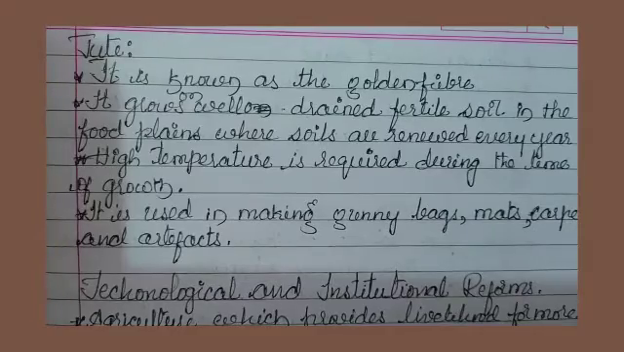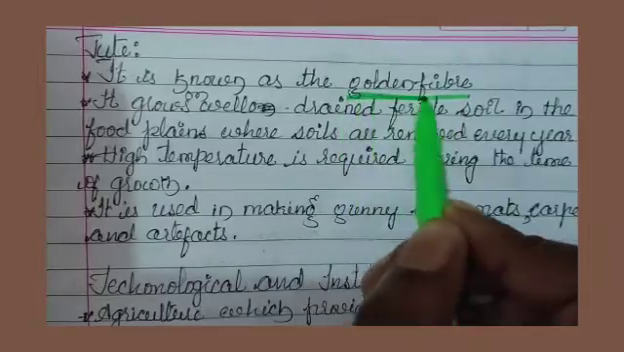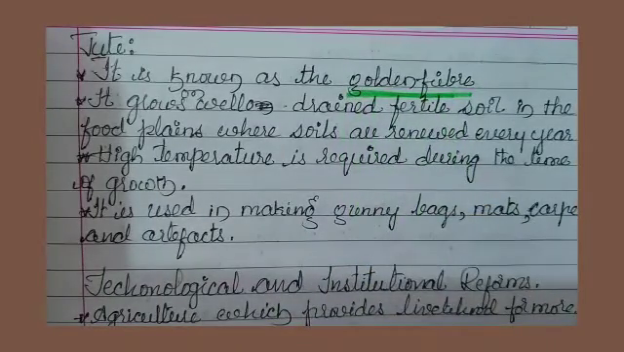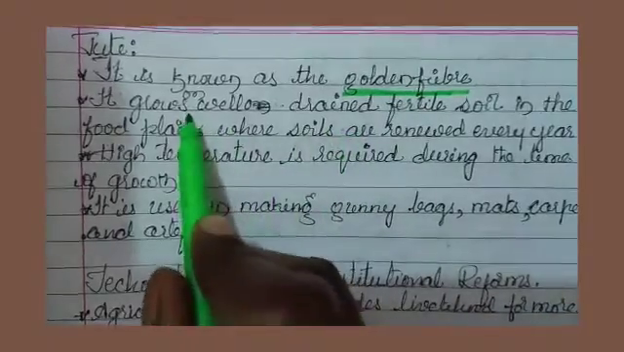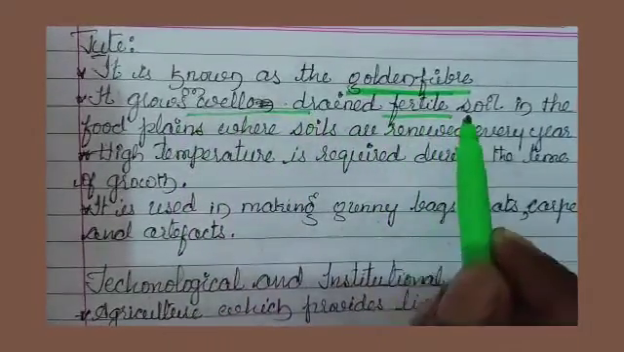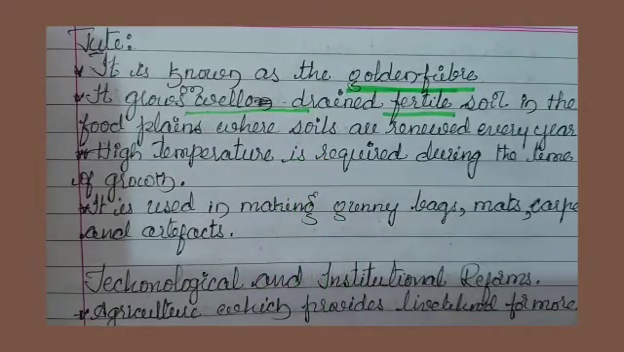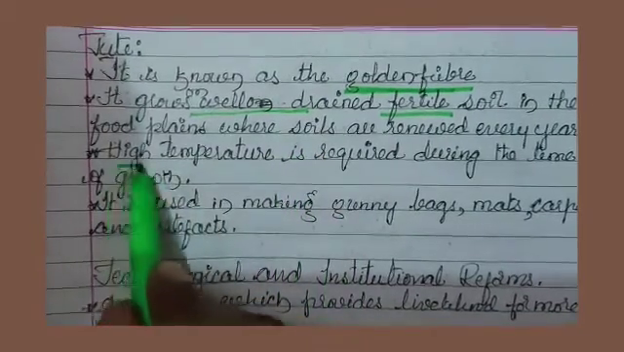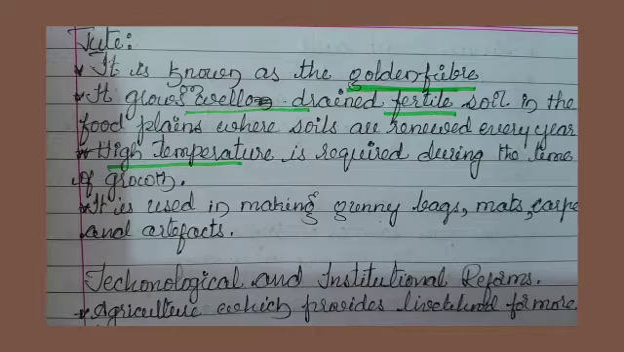Next is jute. Jute is known as the golden fiber. It grows on well-drained fertile soil, in the flood plains where the soils are renewed every year. It requires high temperature during the time of growth. Jute is used for making gunny bags, mats, carpets, and so on.